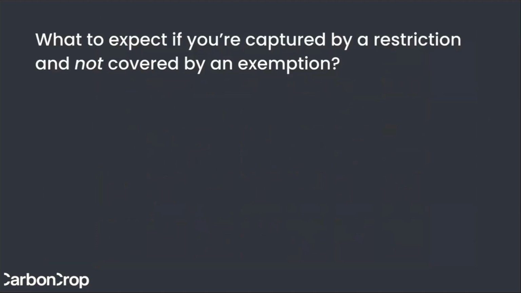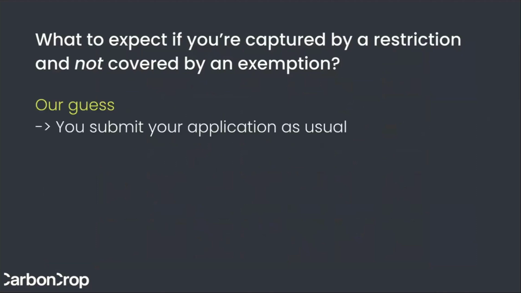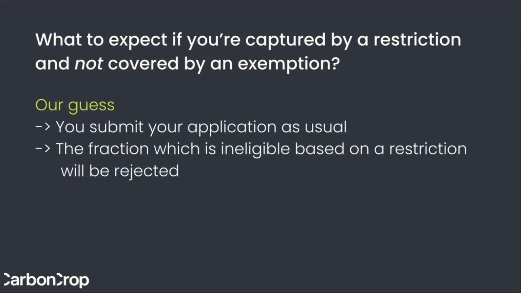So, what to expect if you're captured by a restriction and not covered by an exemption? This is an assumption on our part, but we don't think that there is going to be any active mechanism by which you find this out in advance. We would expect that you submit your application to register as usual, and then the fraction which is ineligible based on a restriction will be rejected due to that restriction, in the same way that if you currently submit land that's ultimately assessed as being pre-90 forest, it's excluded from the accepted area.